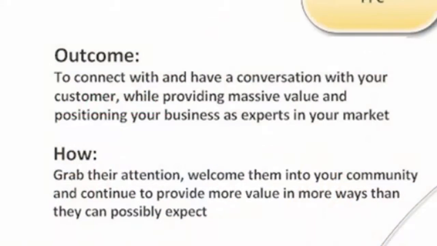What you need to focus on now is having a conversation with your customer in order to influence them. There's a lot of stuff out there. You've got a lot of competition. So it's really key that you remember that. So your outcome is to provide massive value and position your business as experts in your market.